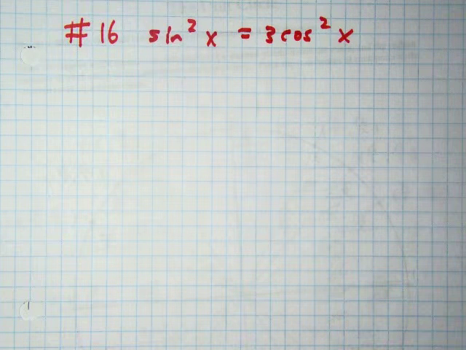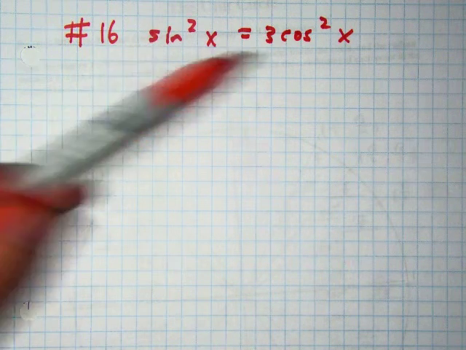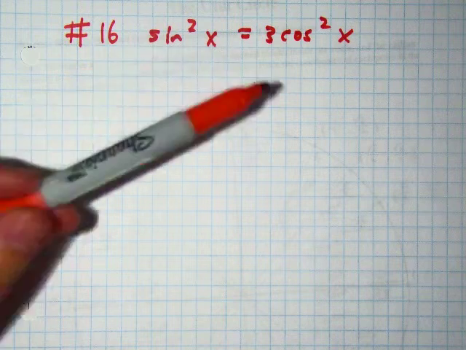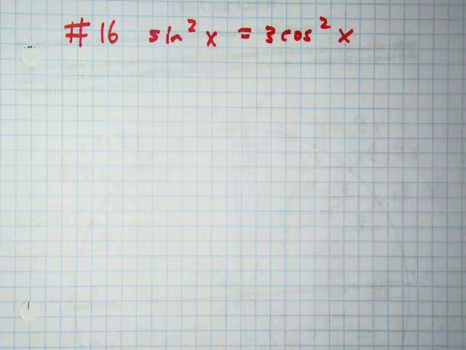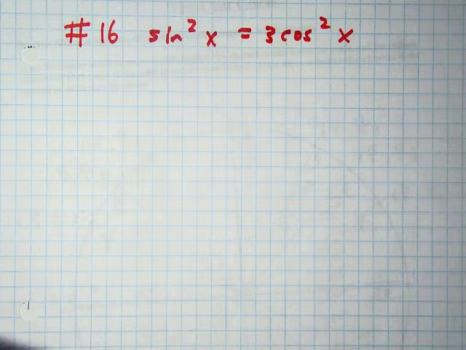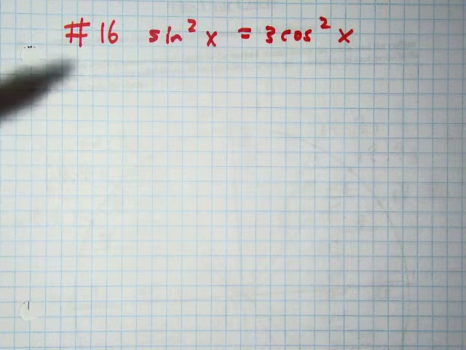Okay, we're looking at number 16 here. One of the issues we can have is that we don't have both sine or, in this problem, we have sine and we have cosine. We want to just solve for one of them. We want to solve for either sine or cosine. So let's go ahead and use one of the trigonometric identities and solve for either sine or cosine.